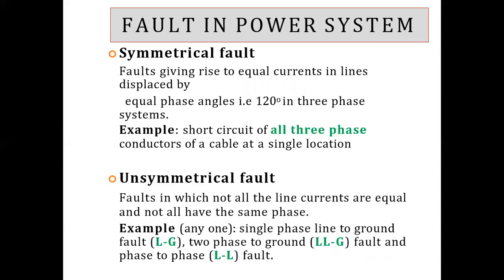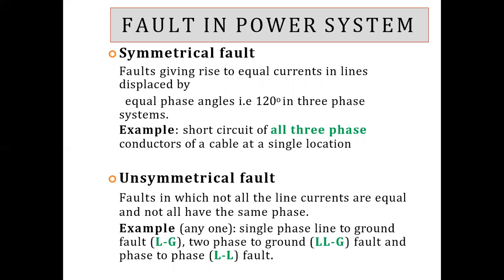The types of fault in power system. The first one is the symmetrical fault. The fault giving rise to equal currents in the lines, displaced by equal phase angles, that is 120 degrees in a three-phase system. An example of symmetrical fault is short circuit of all three-phase conductors of a cable at a single location.